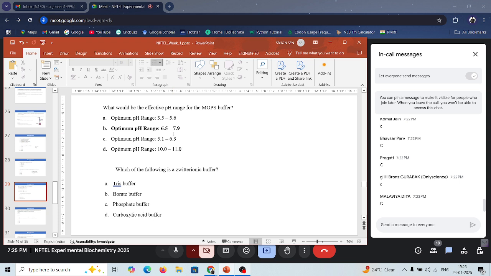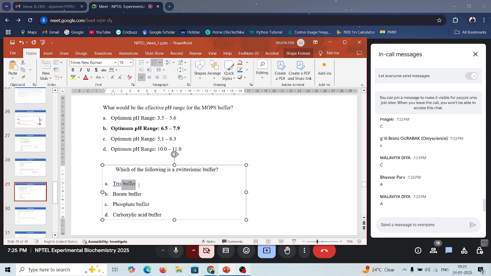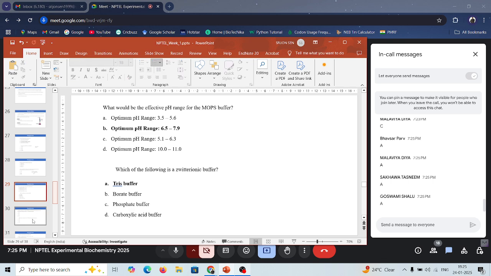Okay, the next one. Which of the following is a zwitterionic buffer, a Good's buffer? So this is also a direct question. I will not go into details of this. It's the Tris buffer. Fantastic. Okay, the next one.